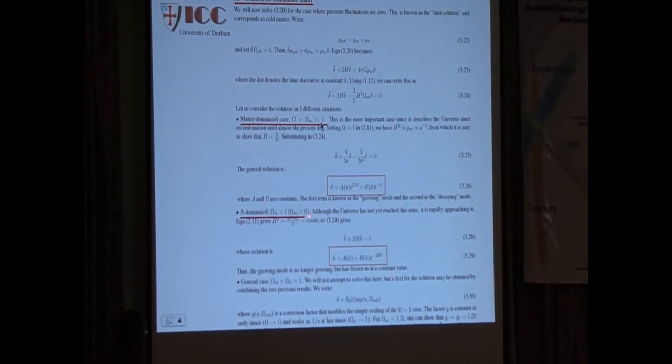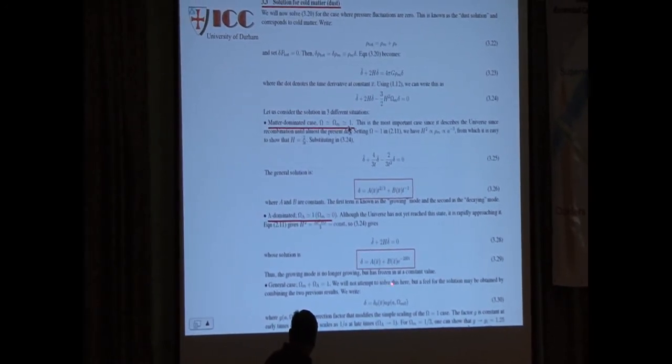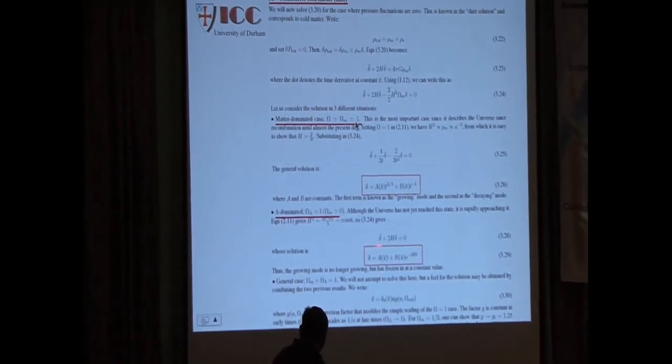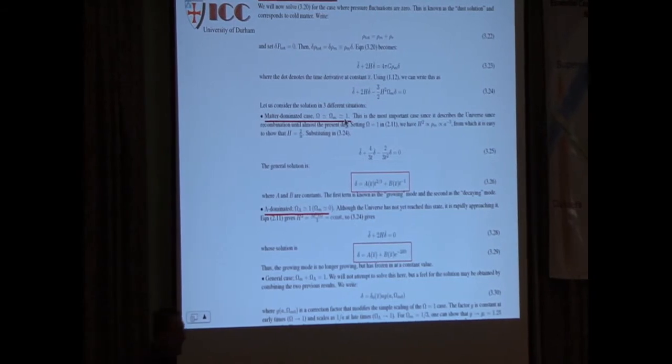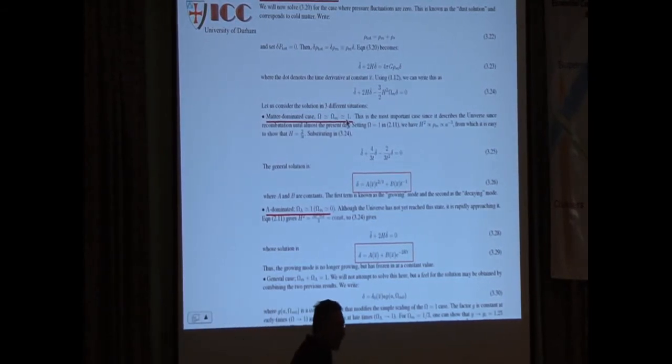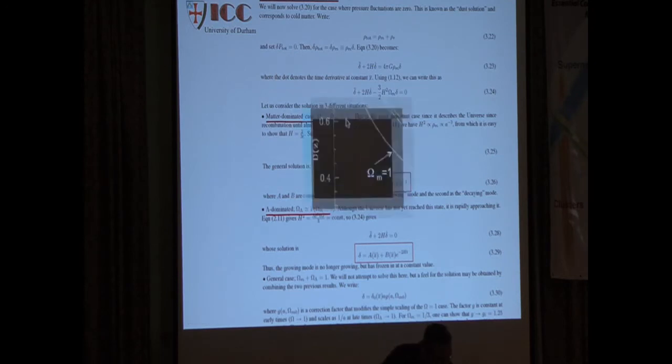The other case that can be solved exactly is a lambda-dominated universe with omega lambda equals 1, no matter. In this case, here's the decaying term, and there's no growth term. In a lambda-dominated universe, the universe just expands so fast that fluctuations no longer grow. The structure then freezes out. There's no more opportunity to grow. Of course, we live in a universe that's in between these two.